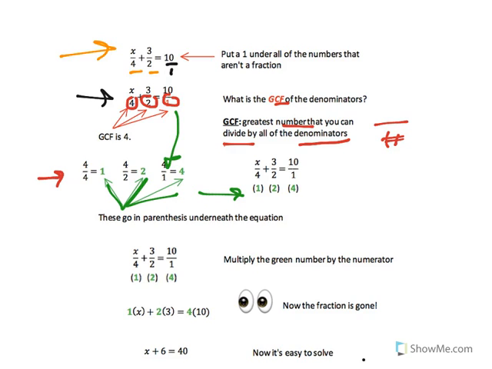Let me double check my work. If I do 1 times 4, I get 4, right? Which is the GCF, yes. If I do 2 times 2, I get 4, which is the GCF, right? Yes. If I do 4 times 1, I get 4, which is the GCF, right? Yes. So now I know that I have found my magical numbers that go on the bottom. I move down here.